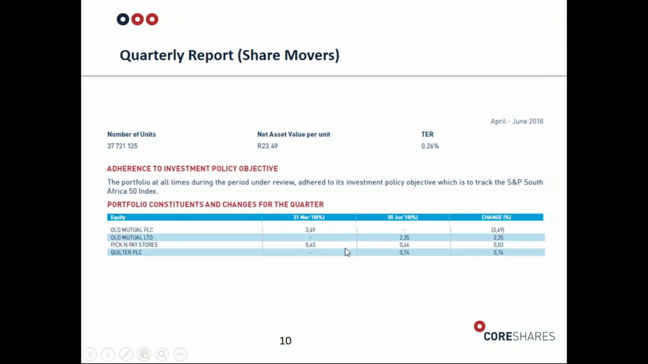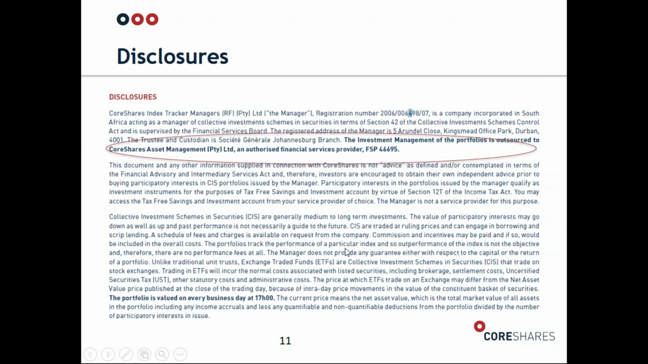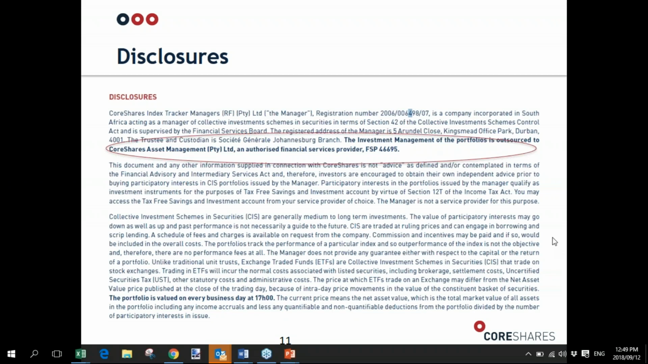As I said, there's a lot of information if you dig down into the details, but this is an important part. You'll see these long disclosures on all fact sheets. But what you really want to see is who's the trustee and the custodian. Is it independent? That's a requirement from CISCA. You want to see that it's a collective investment scheme, and that the investment manager is an FSP provider. In other words, they're a financial services provider.